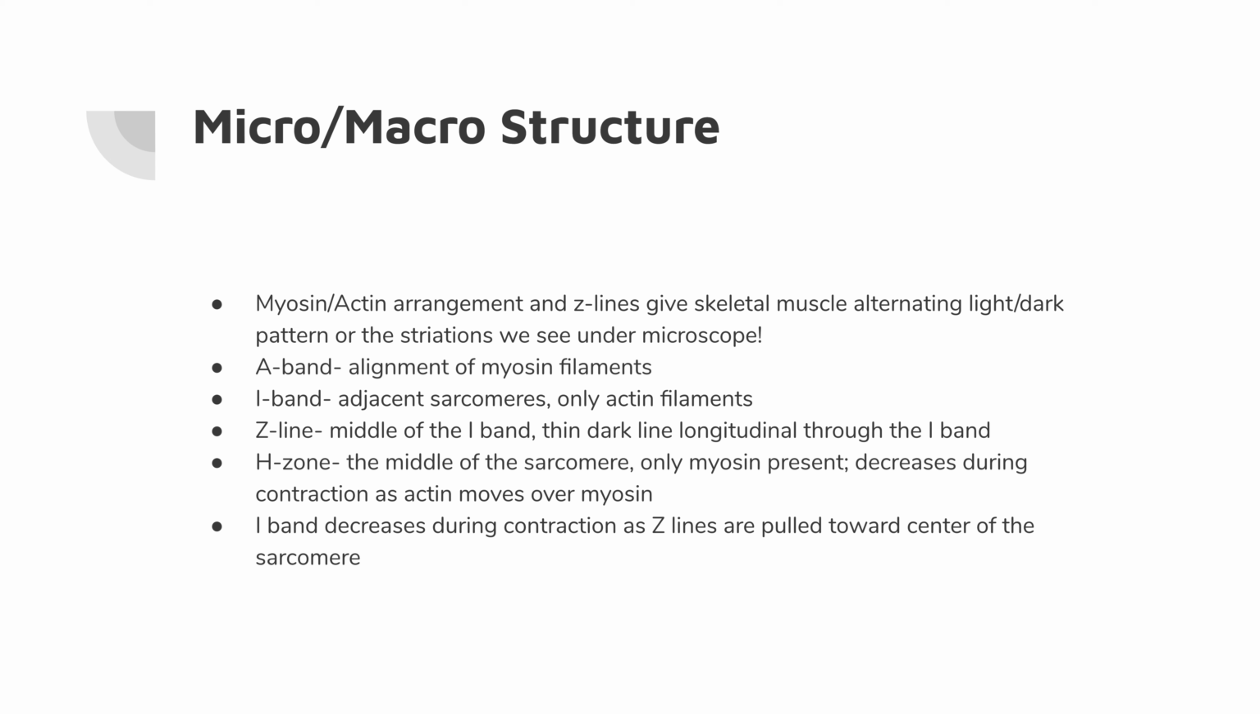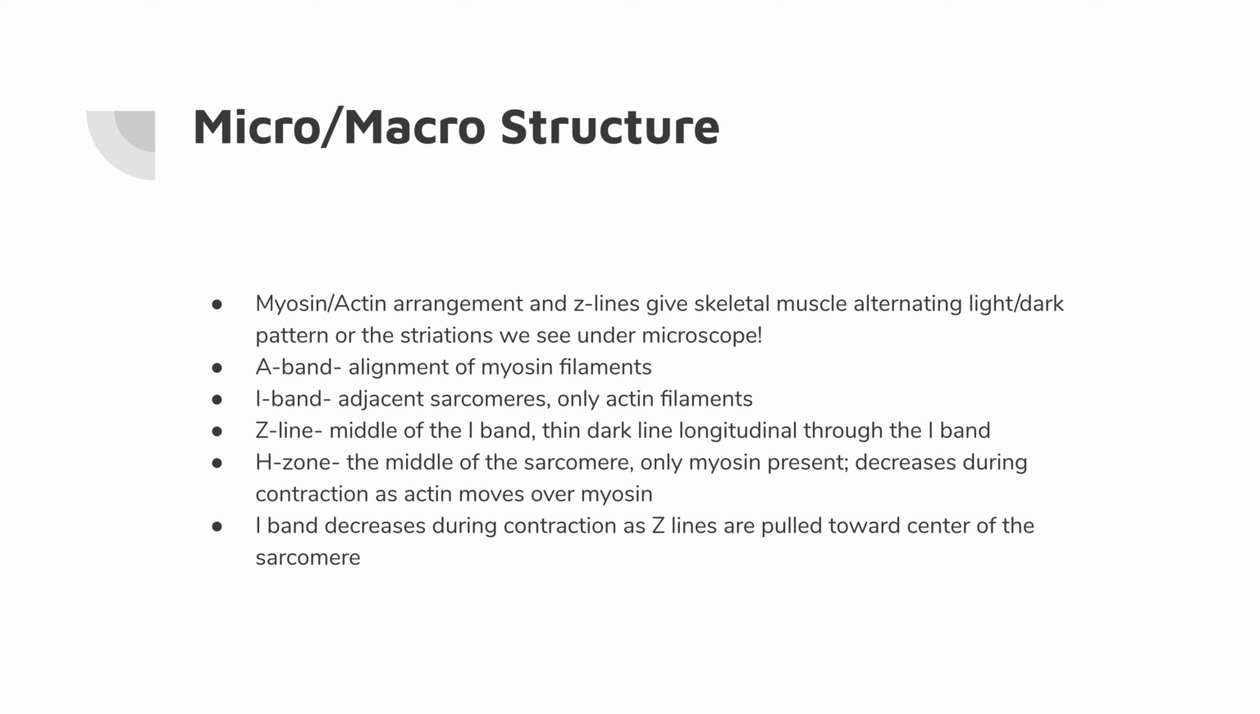And then we could start notating, because of these different colorations in the bands, specific areas, right? So if we're looking at the A band, we're talking about the alignment of the myosin filaments. That's the center. If we're talking about the I band, we're looking at adjacent sarcomeres, and we're seeing only actin filaments, so kind of that Z disc alignment area. The Z line, as I just mentioned, is the middle of the I band, which is why that makes sense to go to it next. And it's a thin, dark line that travels longitudinally through that I band.